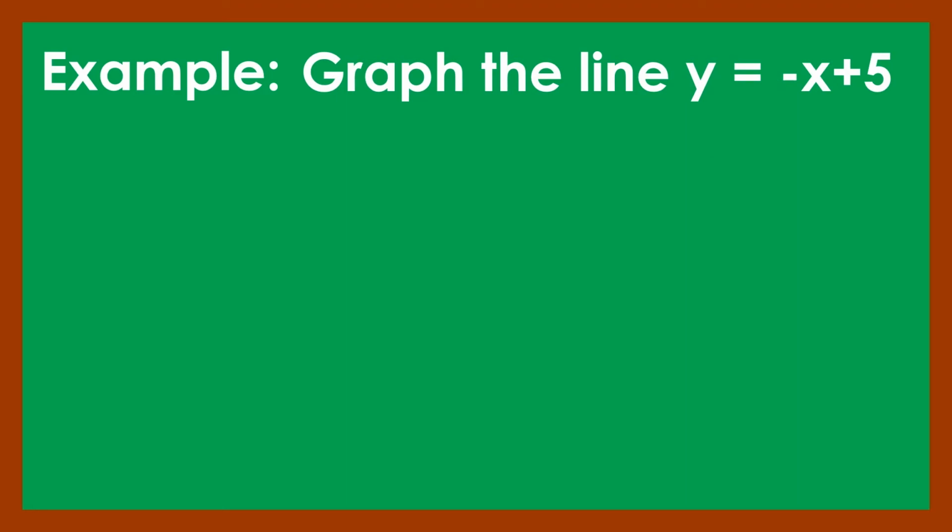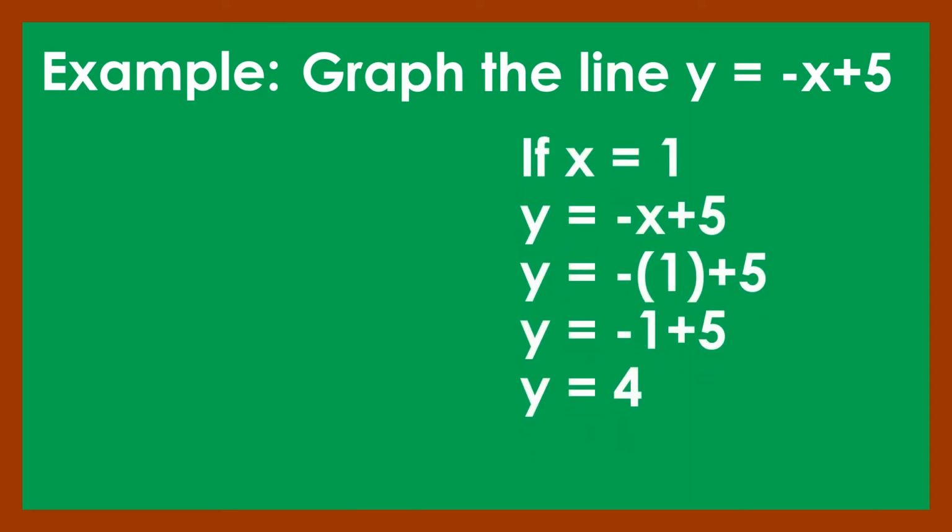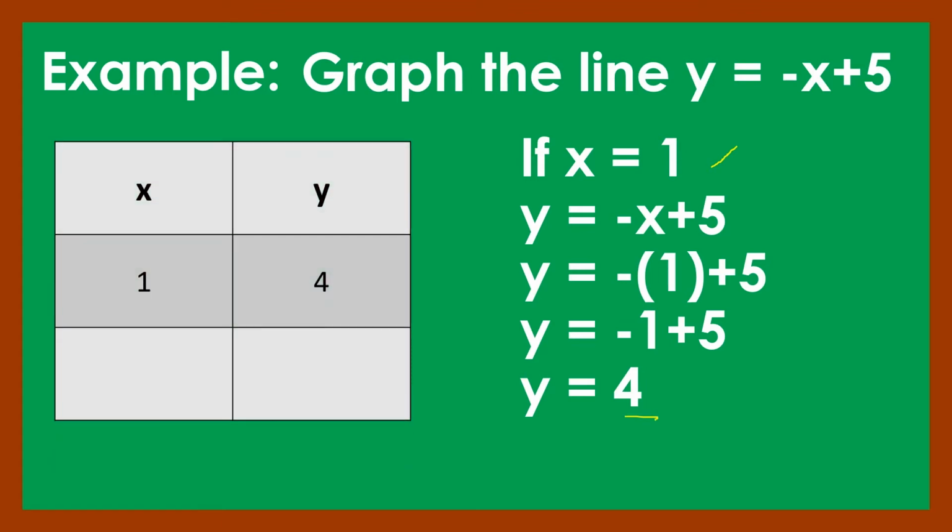Example number 2. Graph the line y is equal to negative x plus 5. So, same pa rin yung gagawin natin. Mag-a-assign tayo ng any values sa x. Again, pwedeng kahit anong number na gusto nyong ilagay sa value ng x. Kayo yung magde-decide. So, y is equal to negative 1 plus 5 would be equal to 4. Kaya, sa table of values natin, yung first ordered pair natin would be (1, 4).